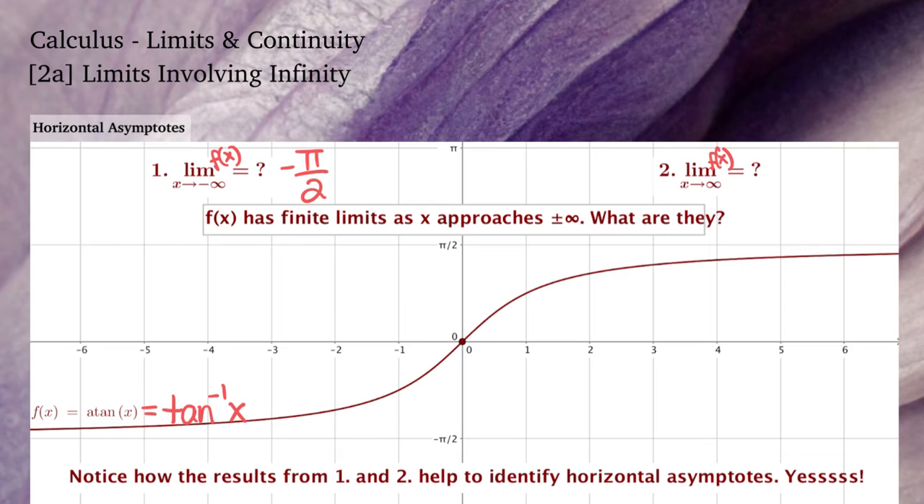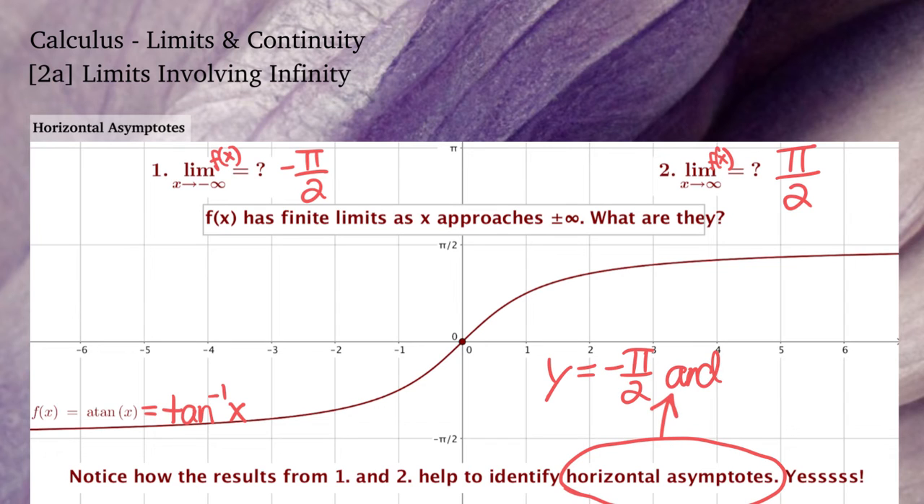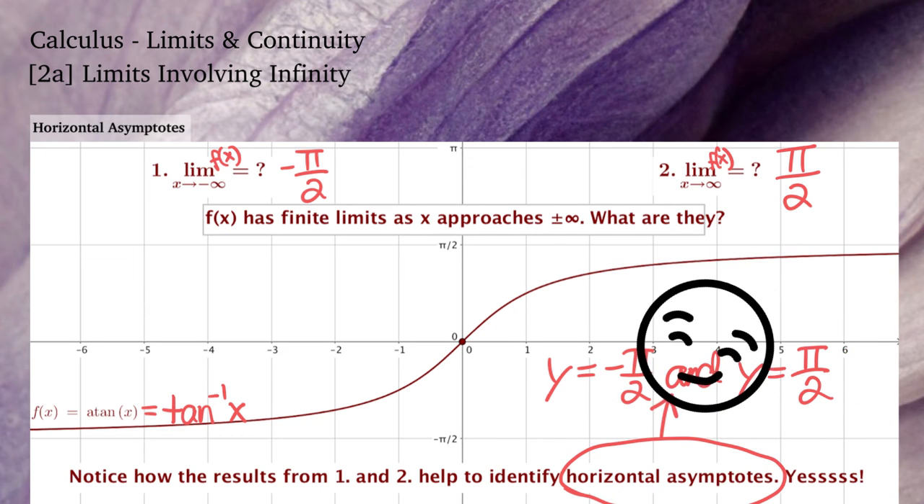It follows then that as x approaches positive infinity on the arctangent function, the y value is approaching pi over 2. In both cases, the results of the limits were finite, negative pi over 2 and pi over 2. Therefore, the horizontal asymptotes are y equals negative pi over 2 and y equals positive pi over 2. Hey, this function had 2 horizontal asymptotes. Amazing.